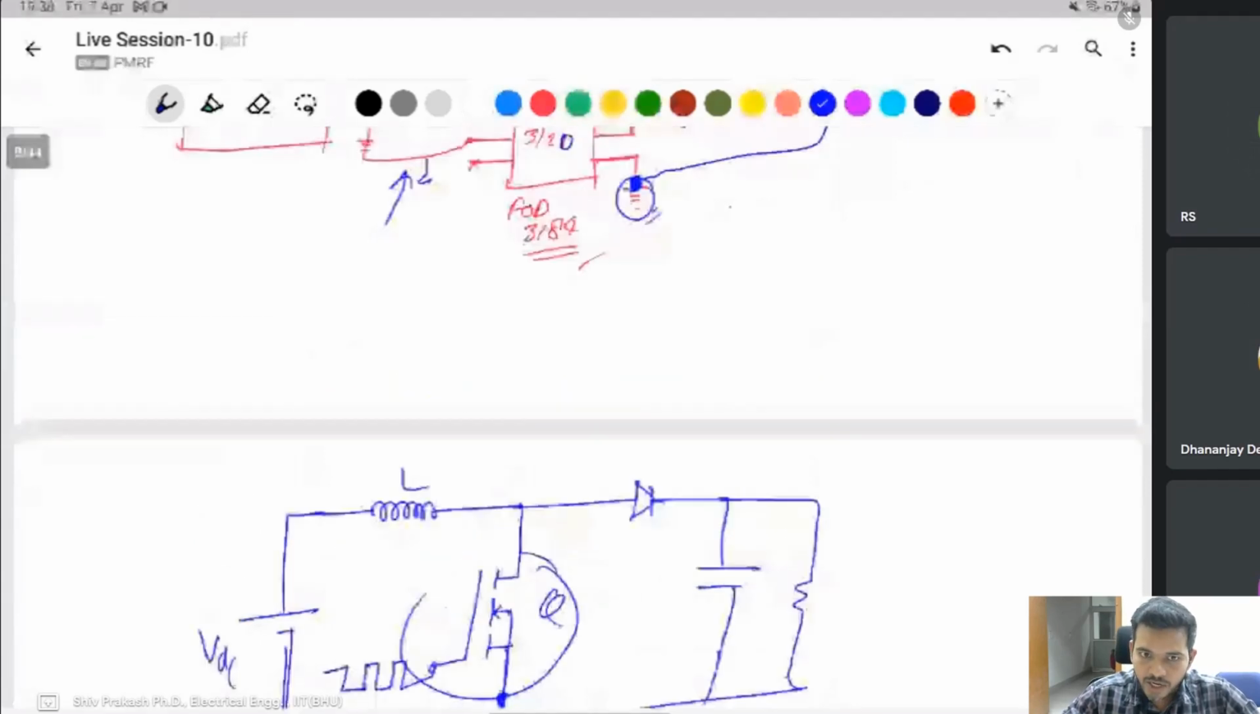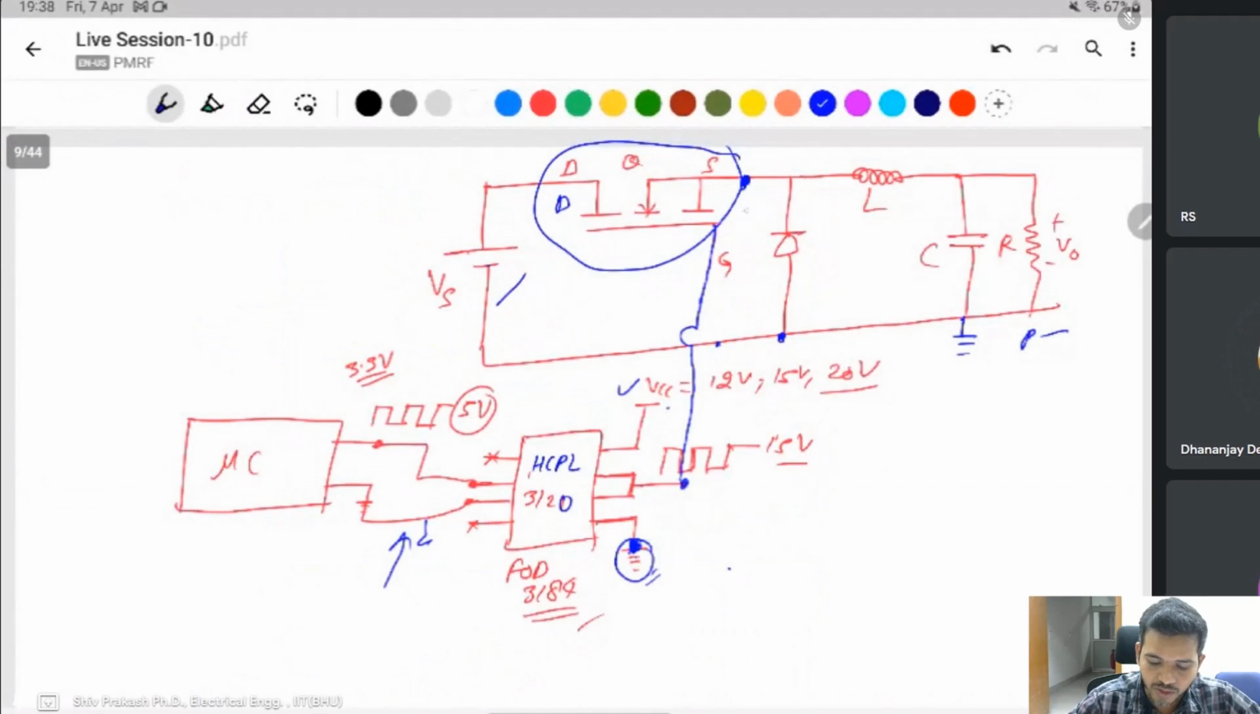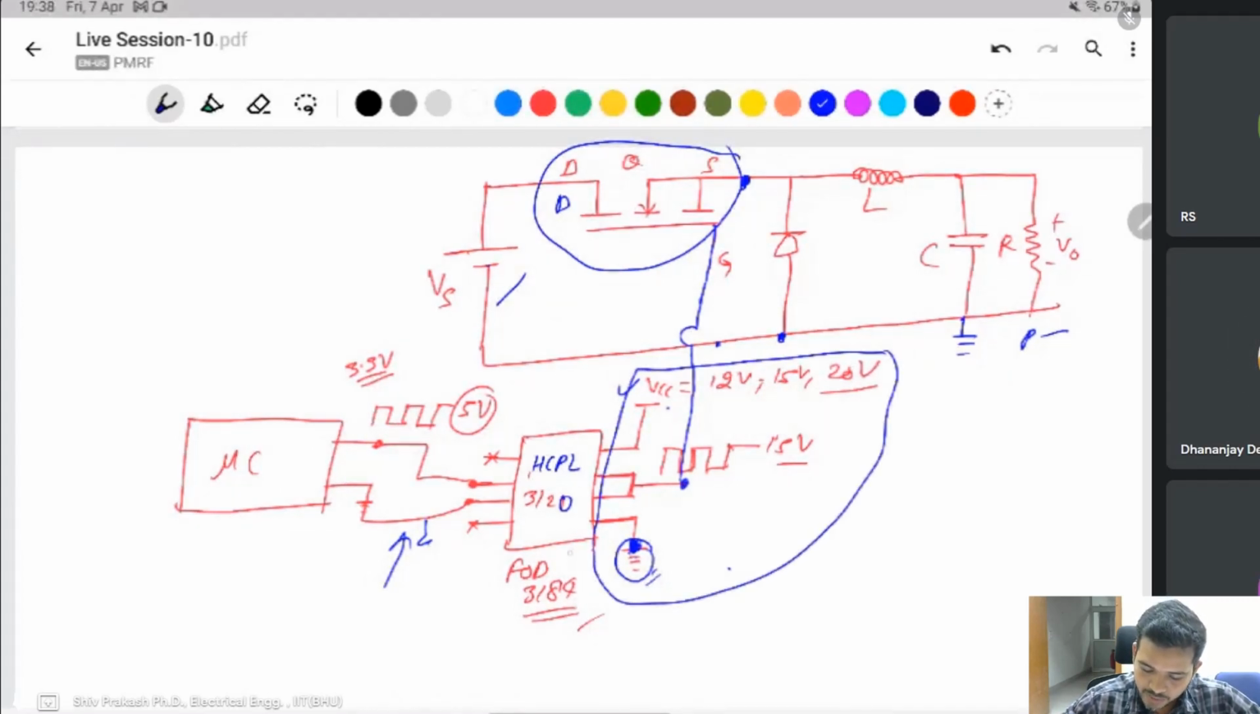Isolation between the high power circuit and low power circuit is not required here, because the source is connected to the ground. But here is a different thing: the source of the MOSFET is not connected to the ground. In that case you should have an isolated power supply for this driver circuit. After that, that ground and that ground are not the same. In this condition, you can connect this ground to the source to drive the buck converter.